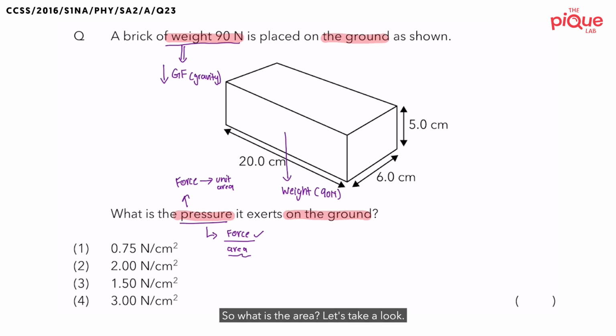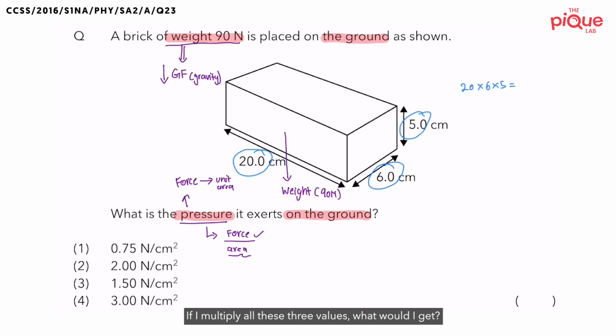So what is the area? Let's take a look. Over here, they gave us 3 different values. 20 cm, 6 cm, and 5 cm. Can I simply multiply all these 3 values? If I multiply all these 3 values, what would I get? I will get the volume. And when we want to find pressure, do we need the volume? No, we don't need the volume.